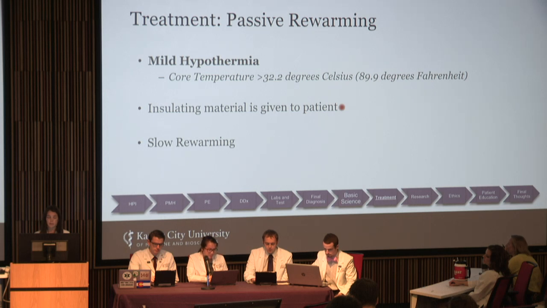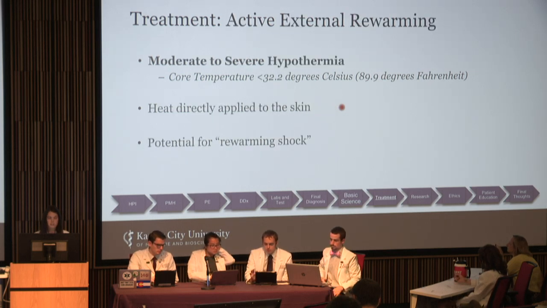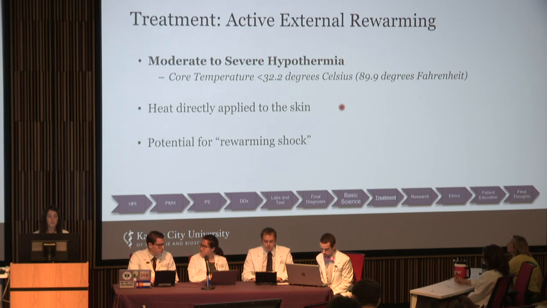Patients treated with passive rewarming need to have functioning thermoregulatory and endocrine systems and have sufficient energy stores in order to create their own heat. With passive rewarming, a patient is given insulating material and moved to a dry, warm environment. A disadvantage of this technique is that it's very slow to increase the body's core temperature, so this should only be used in patients with mild hypothermia. For moderate to severe hypothermia, active rewarming is used.